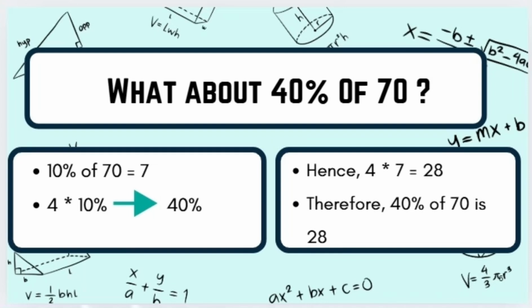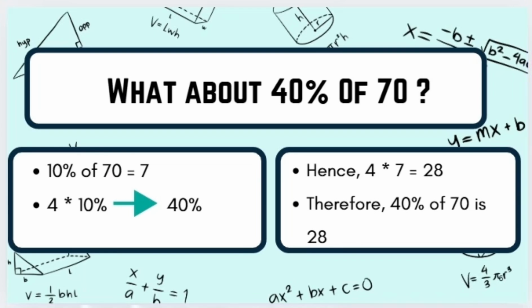Now what if we want to find 40% of 70? We use the same strategy. Now 10% of 70, we drop the 0, and so we have 7. Now don't forget that we want to find 40%. So if we know 10%, then we need 4 of the 10%, which is 4 multiplying 10%. And that is going to be 4 multiplying 7. That gives us 28. Therefore, 40% of 70 is 28.